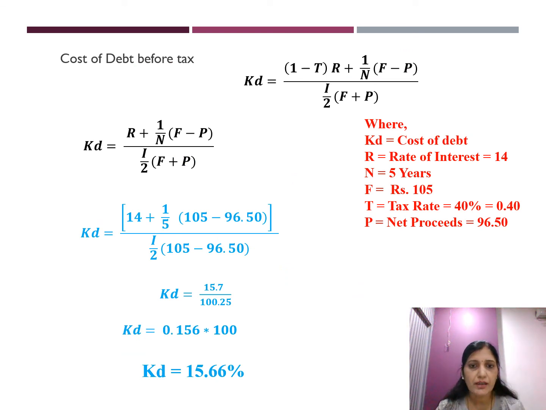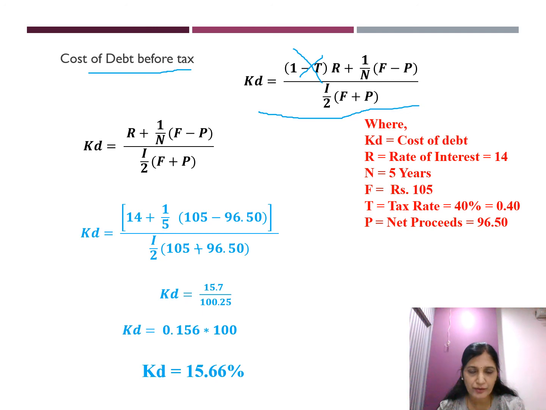So here you see, we will go for this cost of debt before tax. As per our problem, we have to find out the cost of debt before tax and after tax. Now, this is our formula. Cost of debt is equal to 1 minus T, R plus 1 by N, F minus P divided by half F plus P. Now, before tax, so this part I am going to remove. Now the formula will be only R plus 1 by N, F minus P divided by half F plus P.